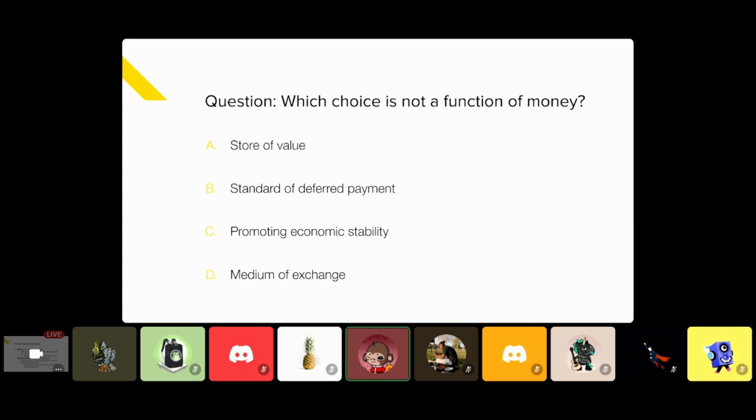Store of value, standard of deferred payment, and medium of exchange are all functions of money, but promoting economic stability is not a function of money, though the value of fiat does rely heavily upon economic stability. So it's kind of the opposite. It's not that money promotes economic stability; it's that economic stability promotes the value of money.